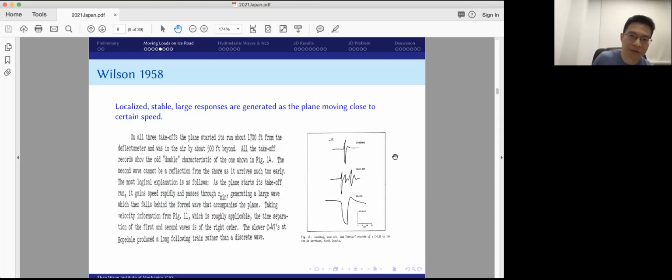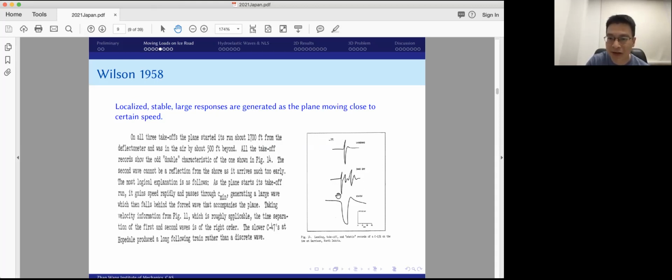The first person who worked seriously on this problem is called Wilson. He was a researcher at the University of Michigan, and he published his result in 1958. He did a lot of experiments for aircraft landing, takeoff, and constant moving on ice sheets. The first figure is the aircraft landing, the middle one is the takeoff, and the last one is the constant moving. He found some strange things happening when the aircraft took off.